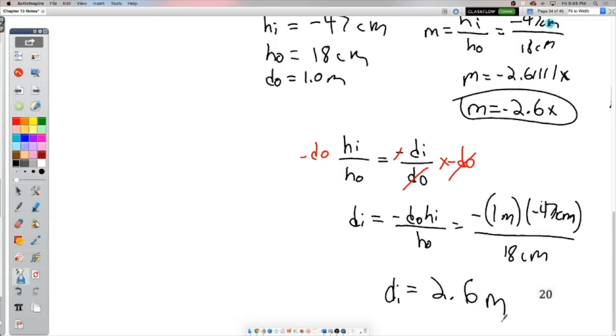Makes sense, right? It's essentially the same thing. Notice how I could have used m too. I could have done m times di, right? M could have been equal to this. Would have got the same answer.